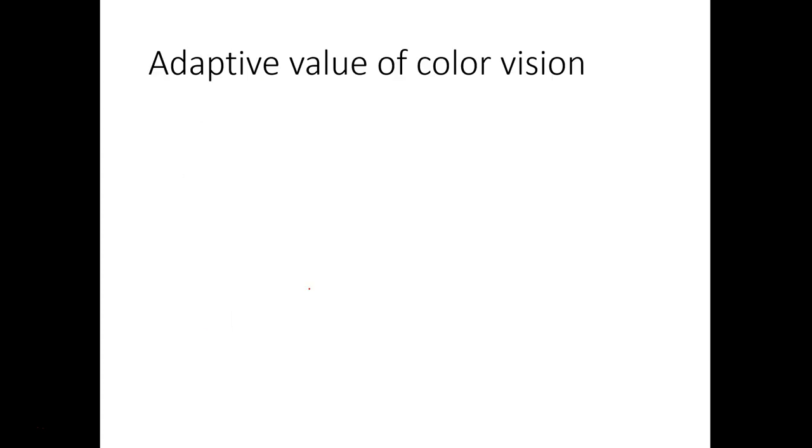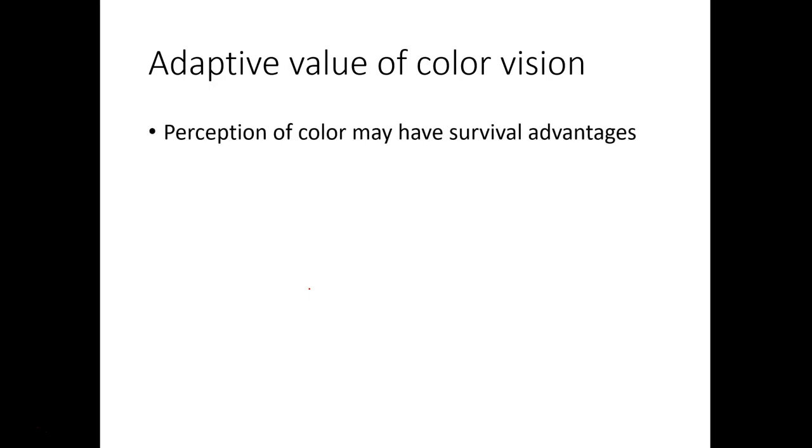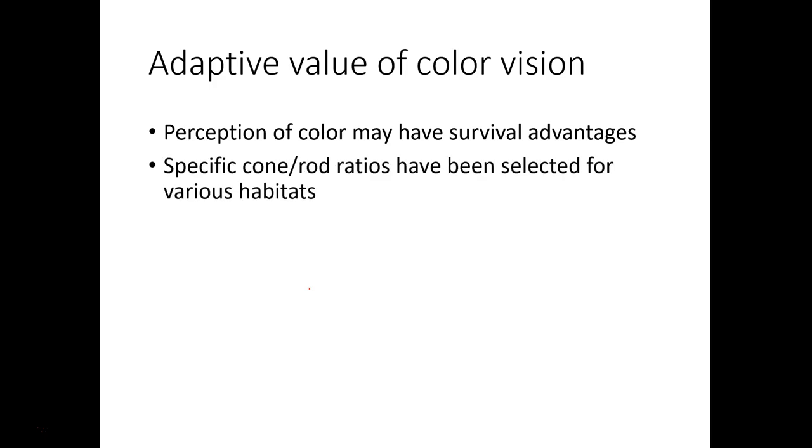So many people have theorized for the reason why we see in color. Like what's the reason that we need to see in color, besides the fact that it makes our world really, really beautiful? But the perception of color might actually have many survival advantages. Specifically, rods and cone ratios have been selected for specific habitats. So not all mammals see the world the way we do.